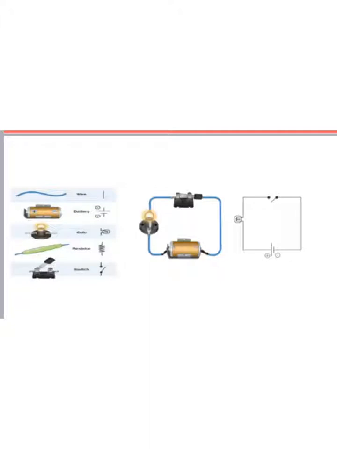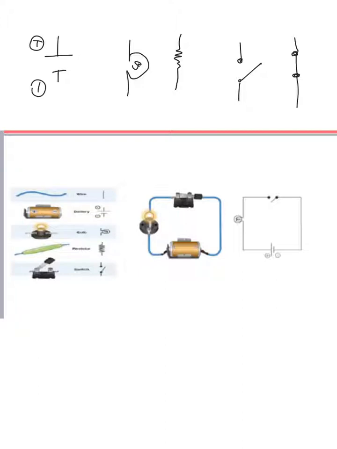Here are some examples of some circuits and the symbols that we use to symbolize these different things. A wire is a straight line. A battery looks like, I'll draw a little bit bigger picture up here, something like this. A bulb, mine normally look like this. A resistor, which is something that resists the flow of electricity, looks like that. And then an open switch looks like this, and a closed switch looks like that.